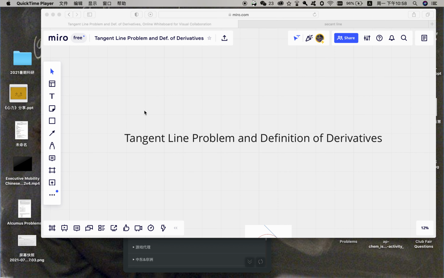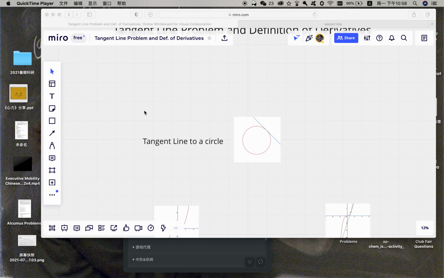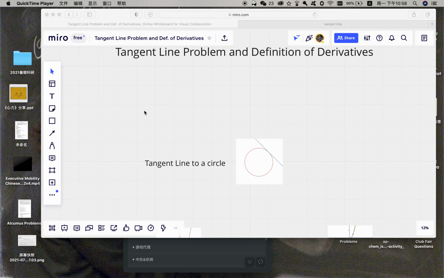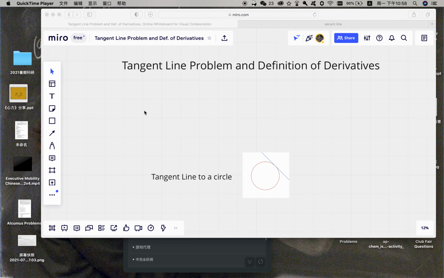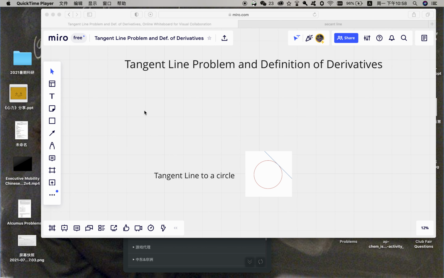Let's talk about the tangent line problem and the definition of derivatives. The first time you hear about a tangent line is probably in geometry class, in which you learn about the tangent line to a circle, like the one shown in this picture. The tangent line touches the circle at exactly one point and does not cross through the interior of the circle.